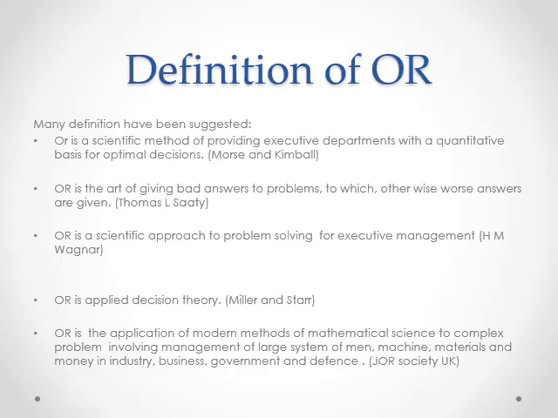Here we will try to suggest 5 definitions which are assumed to be very suitable to our objectives or tasks. OR is a scientific method of providing executive departments with a quantitative basis for optimal decisions. Morse and Kimball.